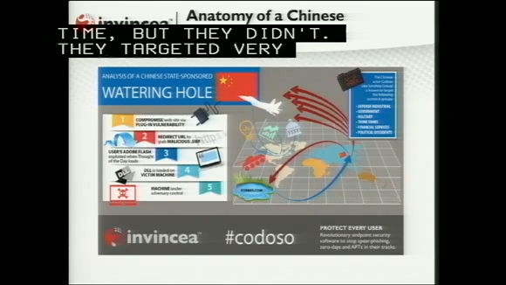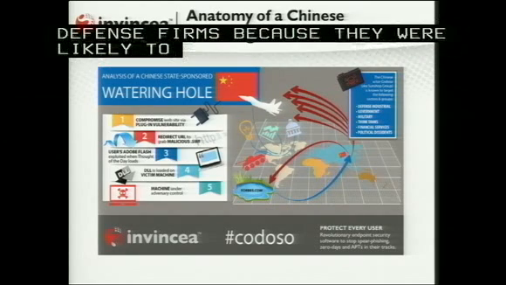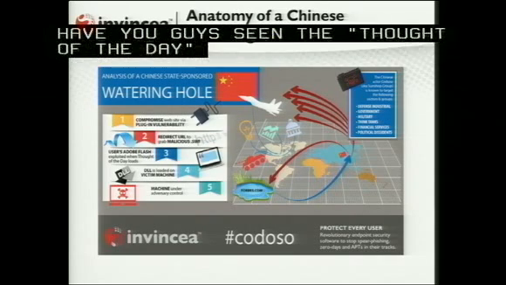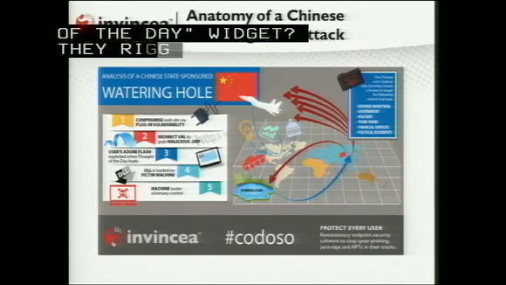And unfortunately, it wasn't a script. It wasn't malvertising. It actually was the thought of the day. You guys seen the thought of the day widget? It was that one. They rigged it with an exploit. And it wasn't just any exploit. It was a zero-day exploit, which meant Adobe. It was an Adobe Flash widget, it turns out.